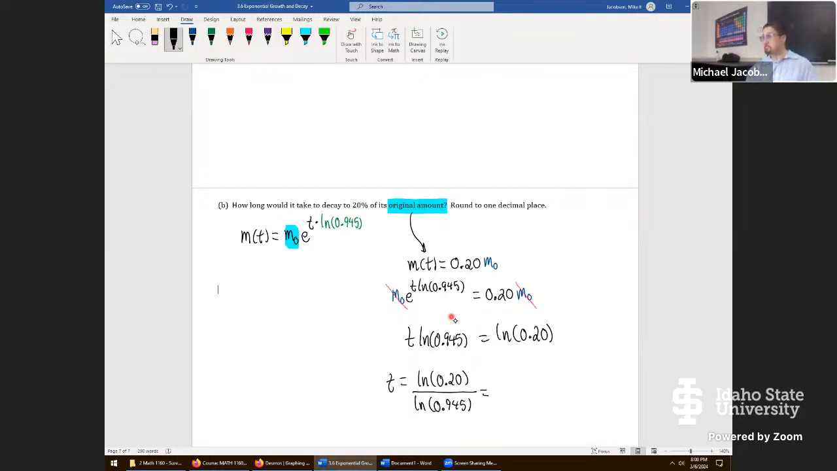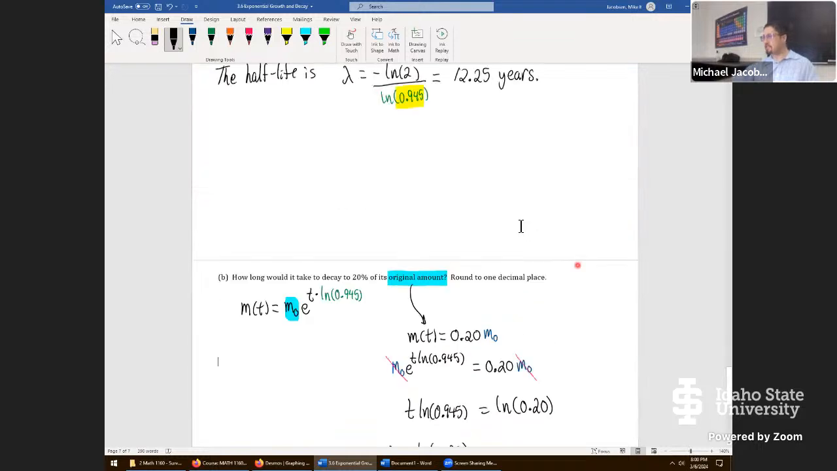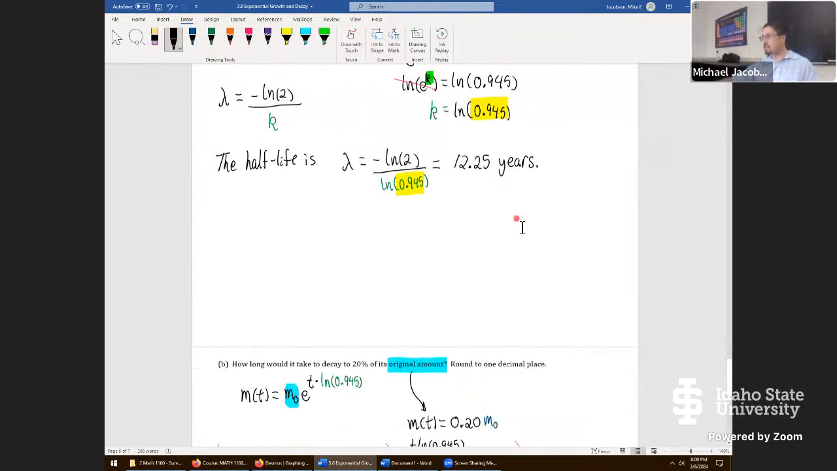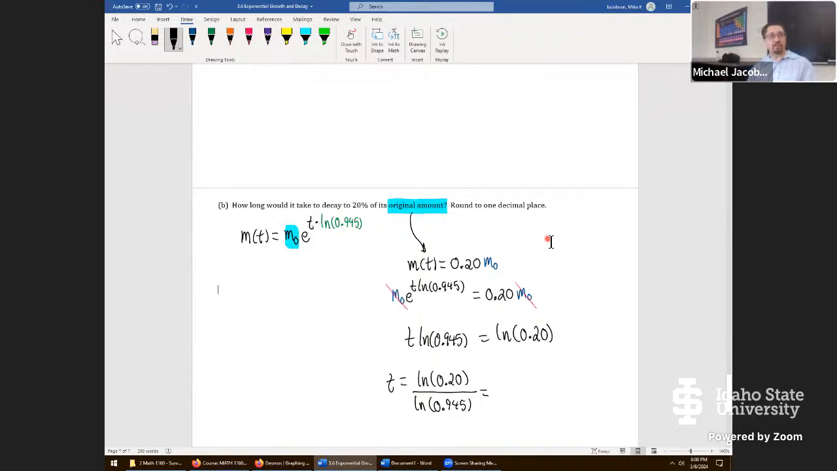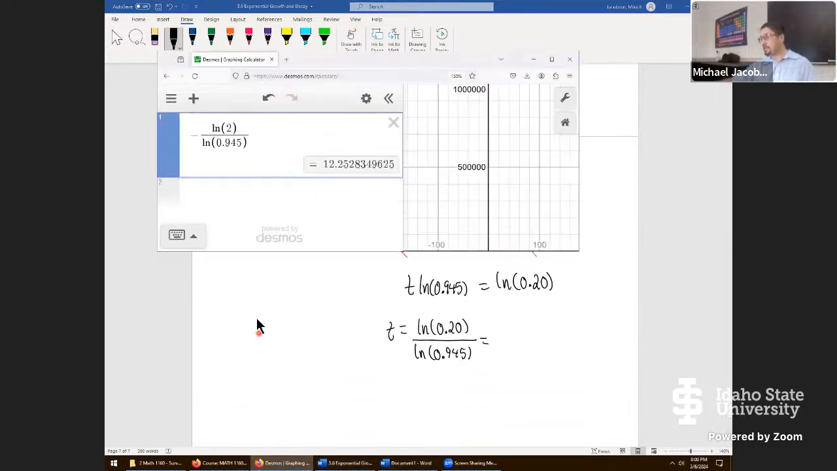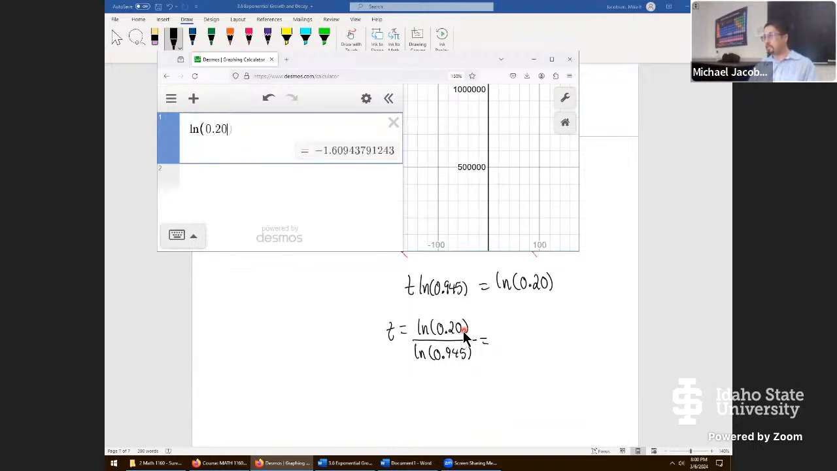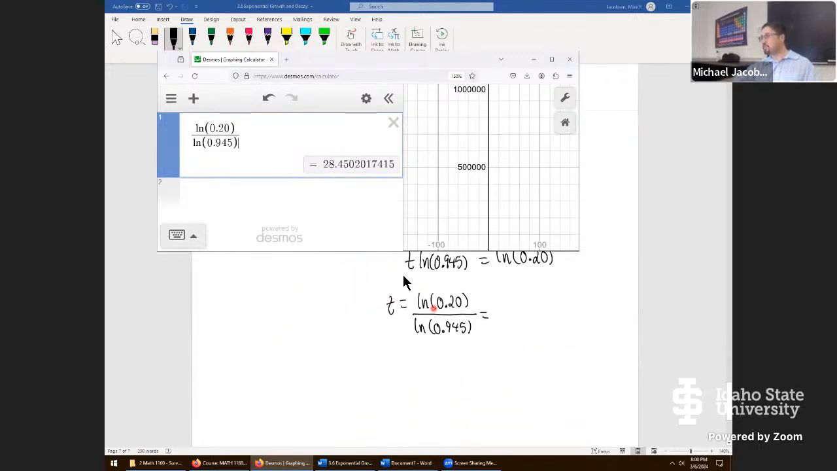And finally, we're going to get a figure. Now the half-life was, let's see here, 12.25 years. We're not expecting anything major. If I get like 100,000 years, we're way, way off of the right ballpark on this one. Let's see how good the algebra was by starting with natural log 0.20, natural log 0.945, and yeah, that's about what I expect. We're rounding to one decimal place on this one, so about 28.9 years.